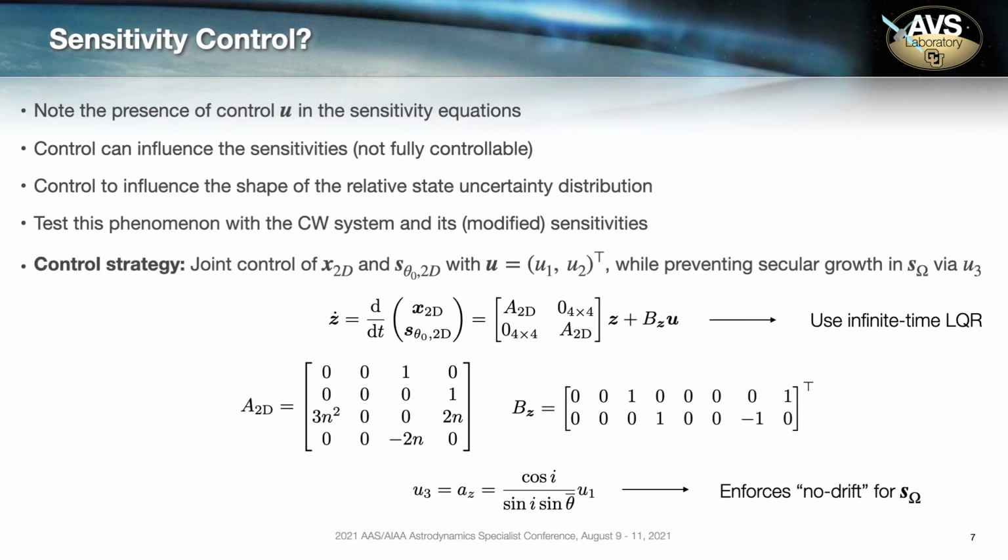In particular, we test control of the planar relative state and the planar sensitivity to target initial argument of latitude. And we do this while also preventing secular growth to target right ascension angle via this out-of-plane control component. And note that the sensitivities are not fully controllable, so we can't influence the relative state uncertainty distribution in whatever way we want without estimation. And that agrees with our understanding of estimation theory.